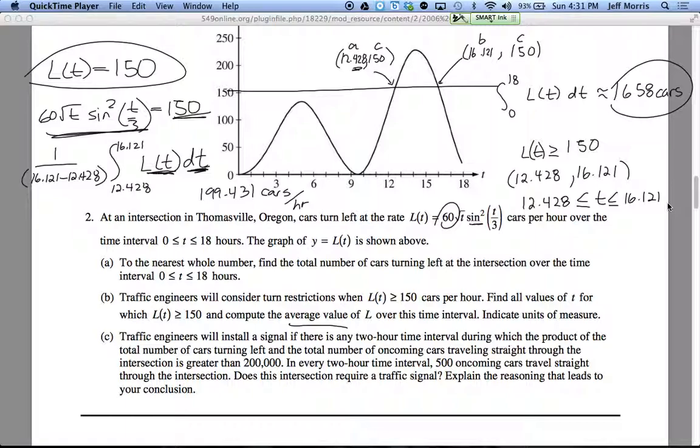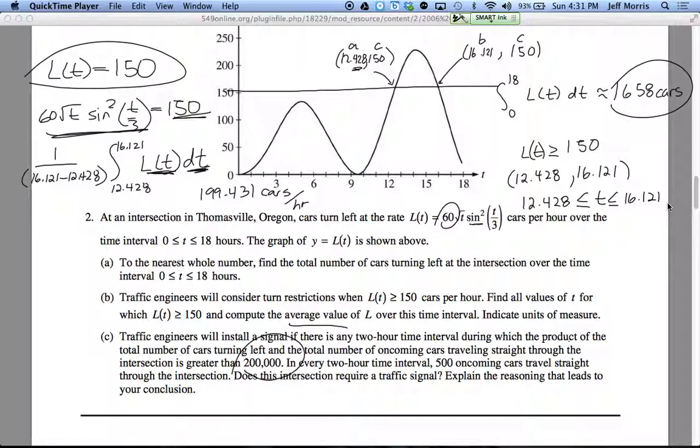Does this intersection require a traffic signal? Explain your reasoning that leads to your conclusion. All right, well, think about this. You need to get to 200,000 cars traveling through the intersection during a 2-hour time period. It's the product of the total number of cars turning left and the total number of oncoming cars.